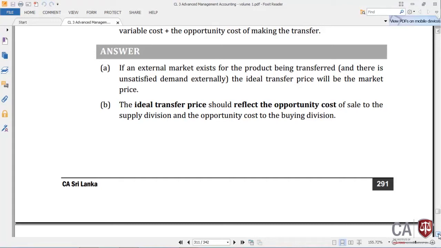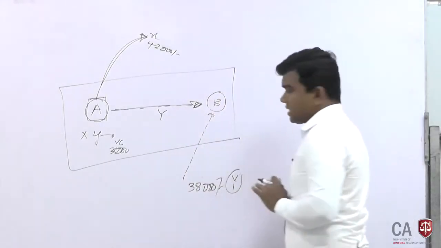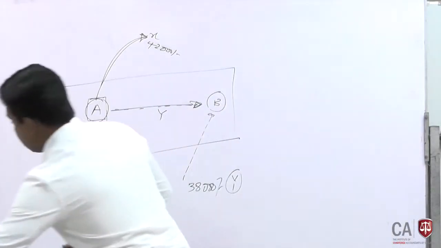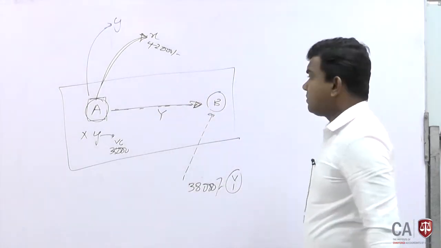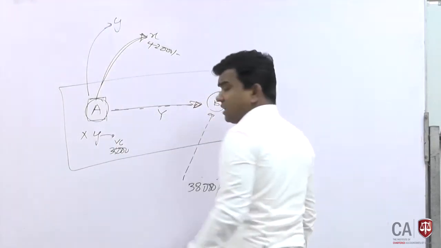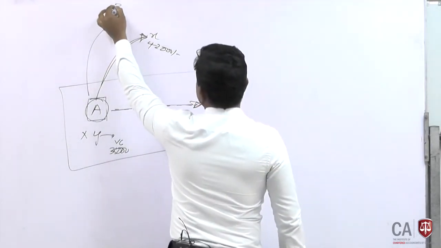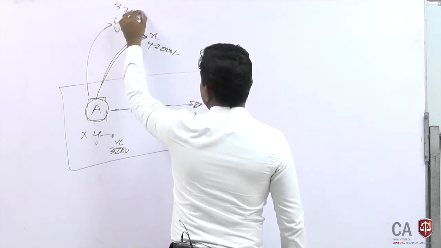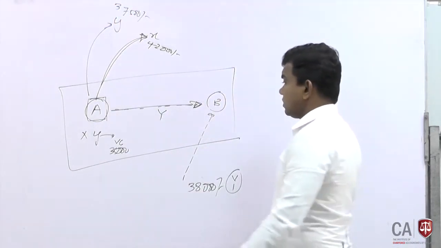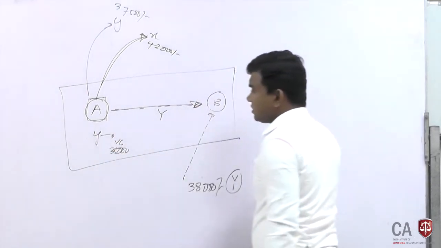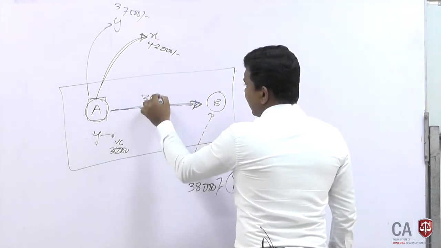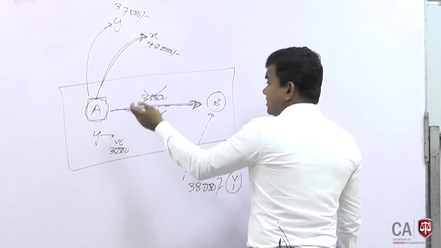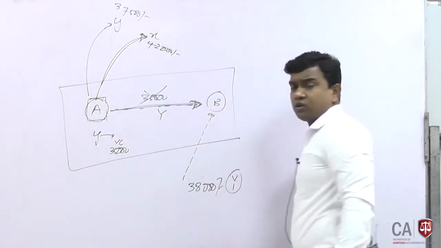I think you can understand. Now, in this scenario, again on the whiteboard, Y is produced only for B. Assume product Y is also selling outside. That means for product Y, they have external demand. Say it is selling at 37,500 rupees in the external market. For product Y, variable cost is 35,000. Therefore, no need to transfer Y to B at 35,000. Why? Because they can sell this outside for 37,500.